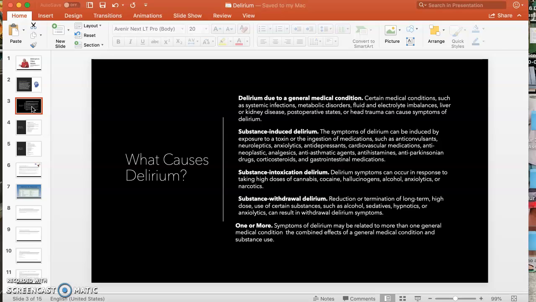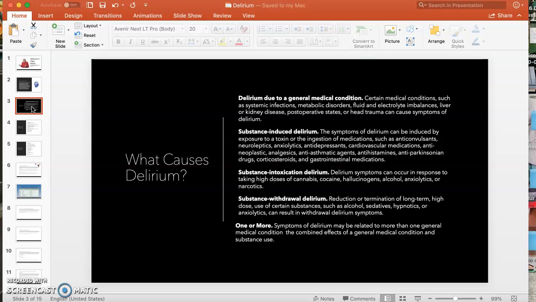We can also have a substance-induced delirium. Substance-induced delirium is a symptom of delirium that can be induced by exposure to a toxin or ingestion of medications such as anticonvulsants, neuroleptics, anxiolytics, antidepressants, cardiovascular medications, antineoplastics, analgesics, anti-asthmatic agents, antihistamines, anti-Parkinsonian drugs, corticosteroids, and gastrointestinal medications.